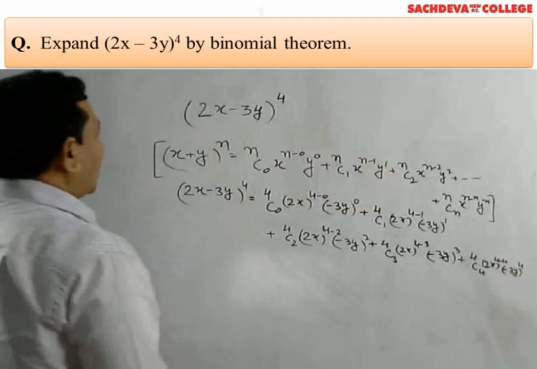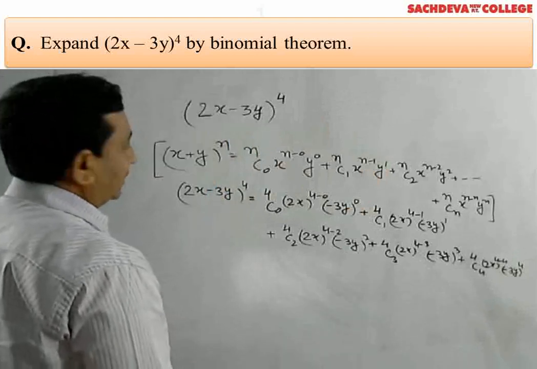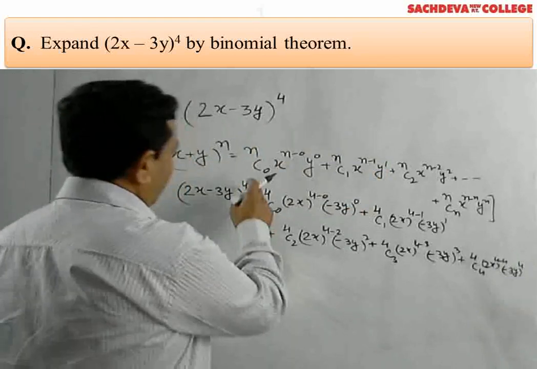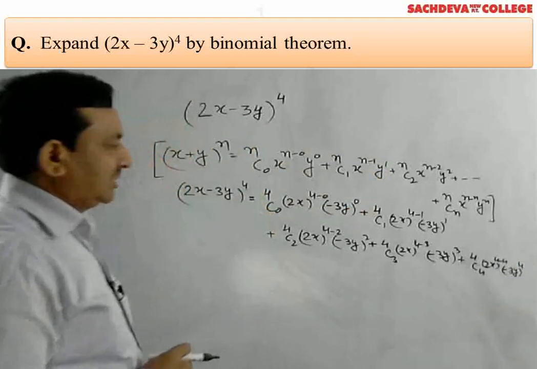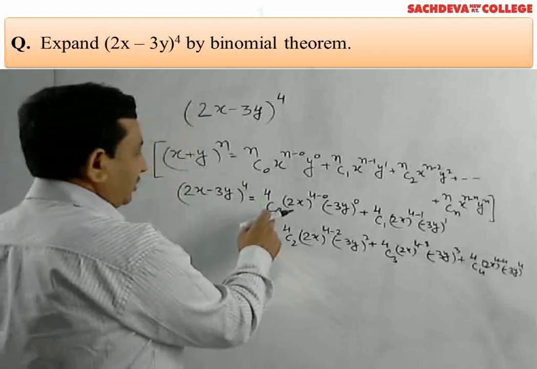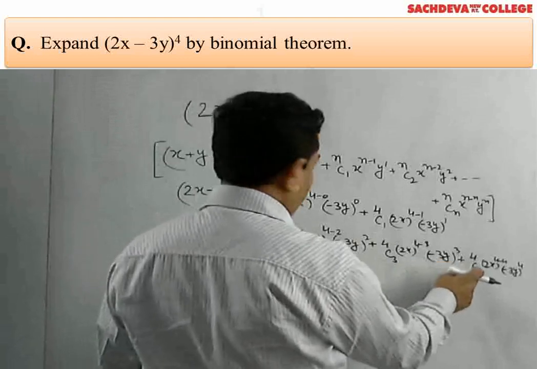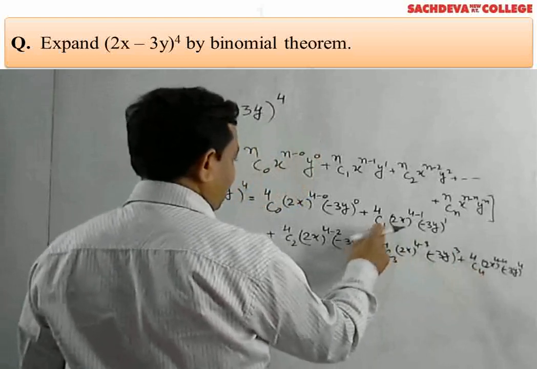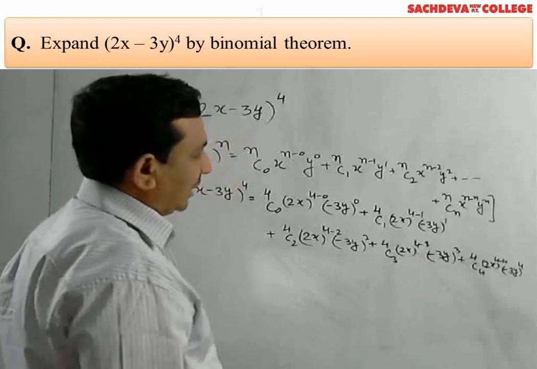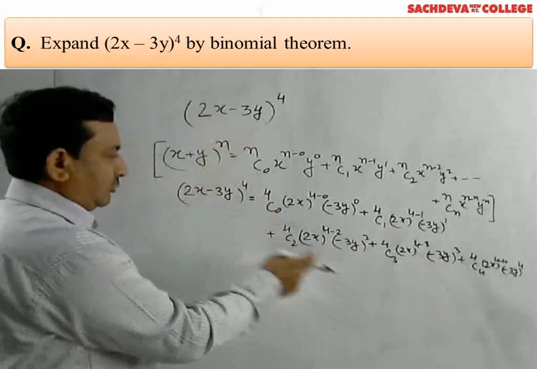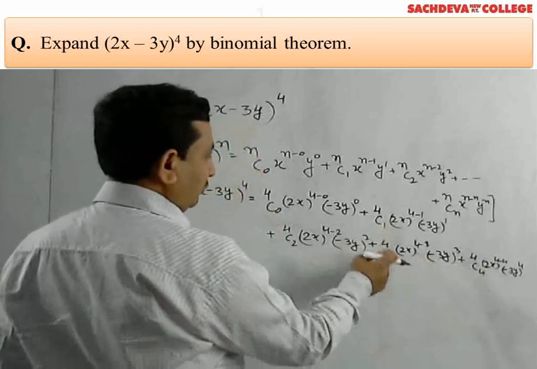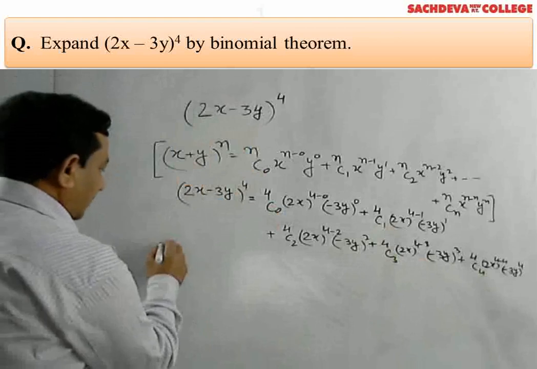We know that there are n plus 1 terms in the expansion of (x plus y) to the power n. Because n is 4 here, it means the number of terms in this expansion will be 5. And we also know that the first binomial coefficient is equal to the last, the second binomial coefficient is equal to the second last, and the third binomial coefficient is equal to the third last. It means the value of 4C0 will be equal to 4C4, and the value of 4C1 will be equal to 4C3.